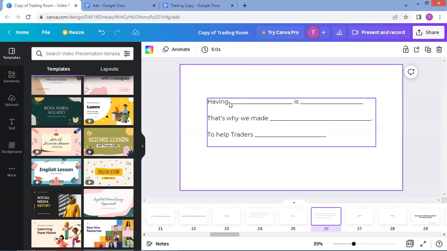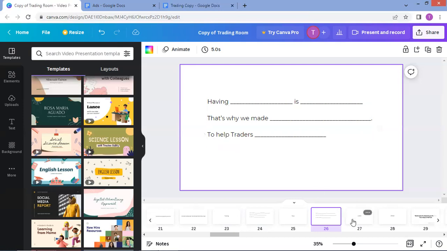That's why I created this, right? Having to enter the market late is frustrating. That's why I created the Candlestick Blueprint, to help you know the pairs that are going to move for that day and enter before everyone does. So basically that is it.